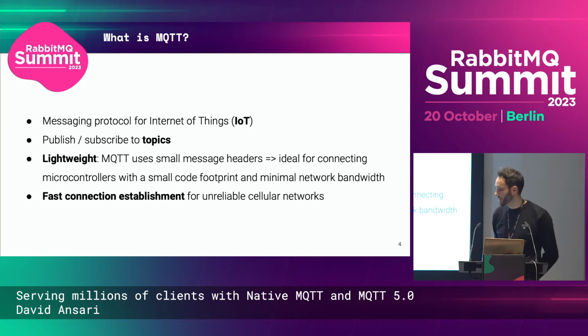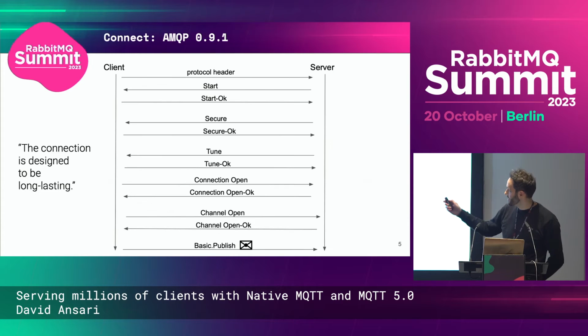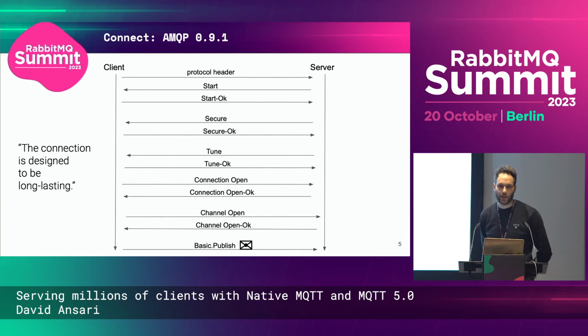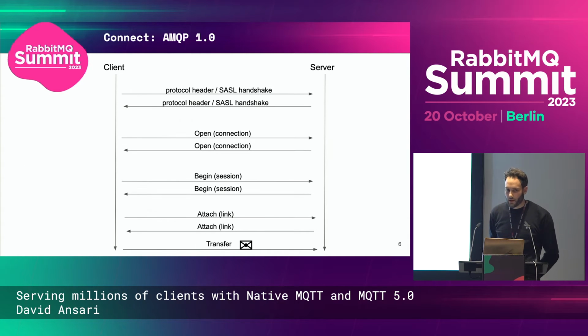And just to illustrate the last point, to give you an idea of how the MQTT protocol is designed, let's compare connection establishment to other messaging protocols. In AMQP 0.9.1, this is the connection establishment. There's a lot of back and forth going on between client and server. And even the AMQP 0.9.1 spec states that the connection is designed to be long-lasting. This is connection establishment in AMQP 1.0. Again, lots of back and forth going on. But this is the synchronous version.